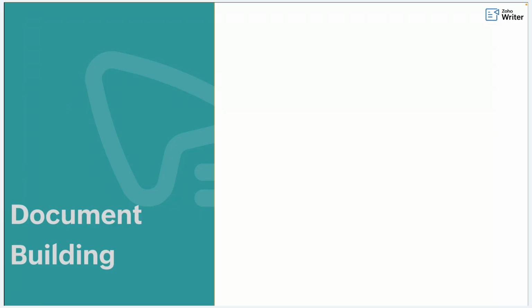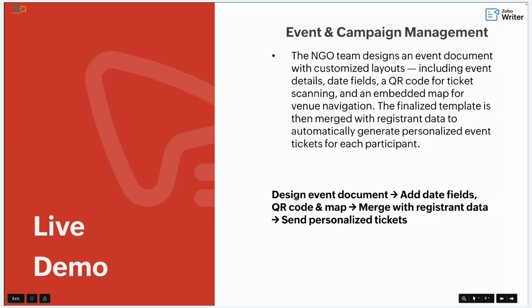For instance, in event and campaign management, the NGO team creates an event document with customized layouts, which includes event details, date fields, a QR code for ticket scanning, and an embedded map for the venue. Once the template is ready, it can be merged with the registrant data to generate personalized tickets for each participant. So Gautam, can something like this be done seamlessly in Zoho Writer?